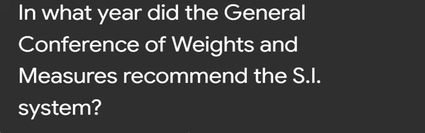In what year did the General Conference of Weights and Measures recommend the SI system? This is a very important question. Year you all must remember. What is the SI unit and symbol for luminous intensity? So you have to mention here the SI unit of luminous intensity and obviously mention its symbol as well. Same way, SI unit and symbol for electric current. What is the SI unit and symbol for amount of substance?